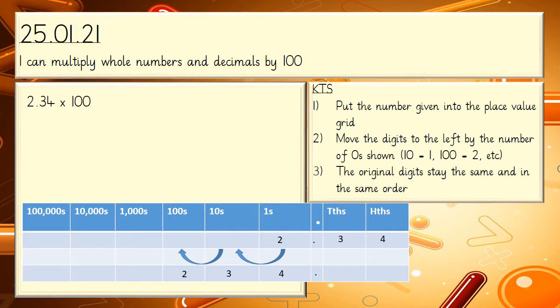The decimal point stays in the same place, and because I now have 0 tenths and 0 hundredths, they can be shown with zeros. So 2.34 multiplied by 100 is 234.00. This is the same as 234.